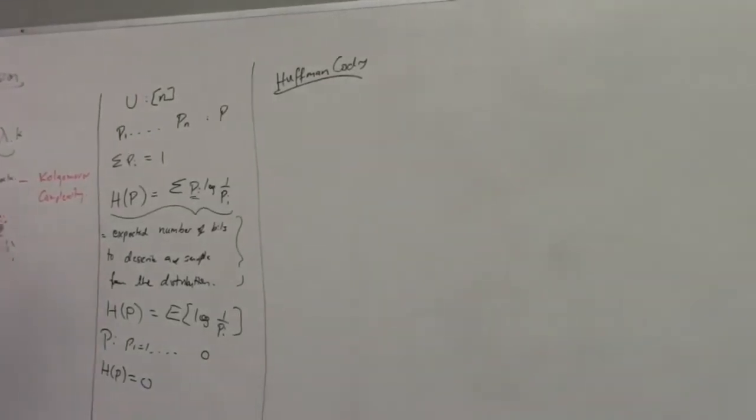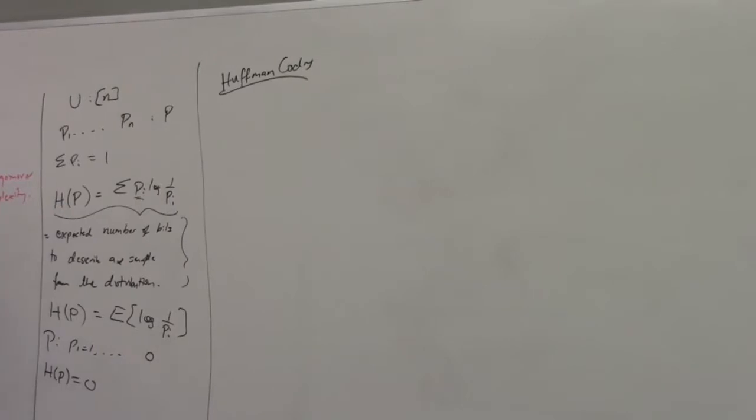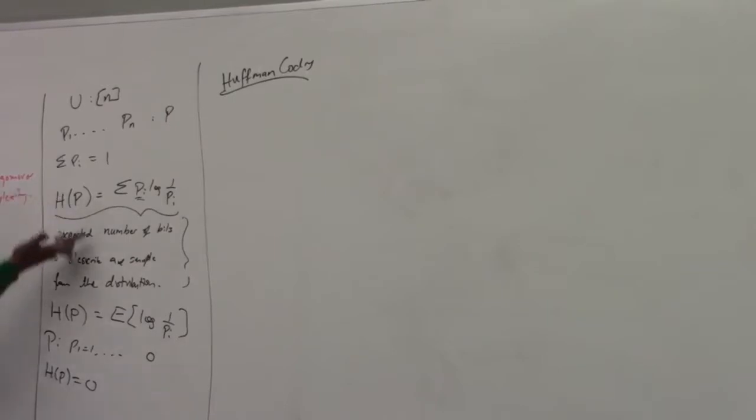If you have a distribution and you have these Pi's, and you say, I want to build the right encoding scheme to get me exactly this property. Does anyone know what we do?